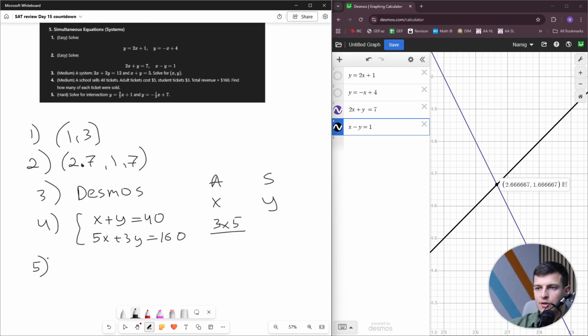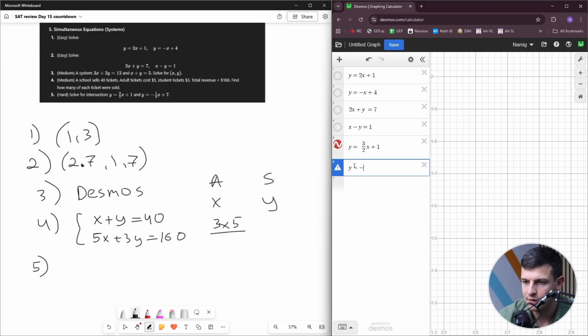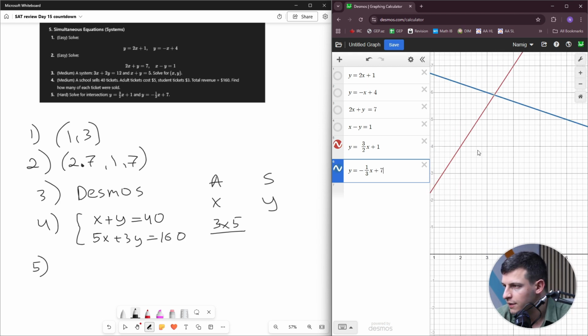Last one, solve for intersection. Again, we can do it by hand, but we're not going to. So I'm going to actually do this one because this is the last one. And then we'll be done. y equals 3 over 2 x plus 1. The fact that I can't just copy paste annoys me because it's a screenshot. There you go. Let's see if they do even intersect.